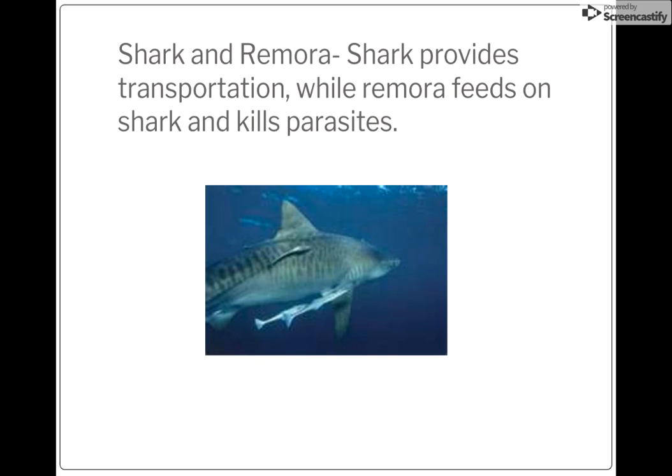All right, so we're going to look at a couple examples. Here is a shark and remora. The shark provides transportation while the remora feeds on the shark and kills parasites. So both are benefiting in this. It's killing parasites for the shark, and then the remora is getting transportation and food. So this one would be mutualism.